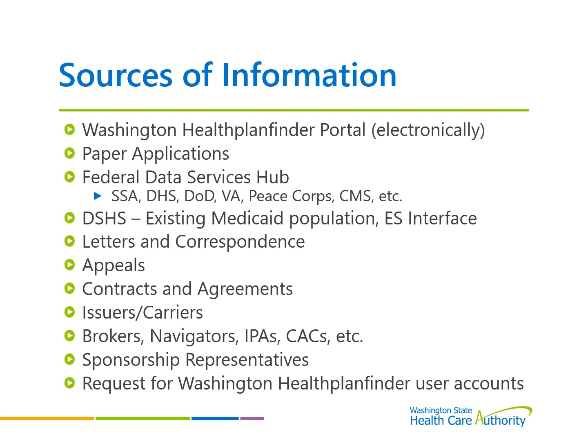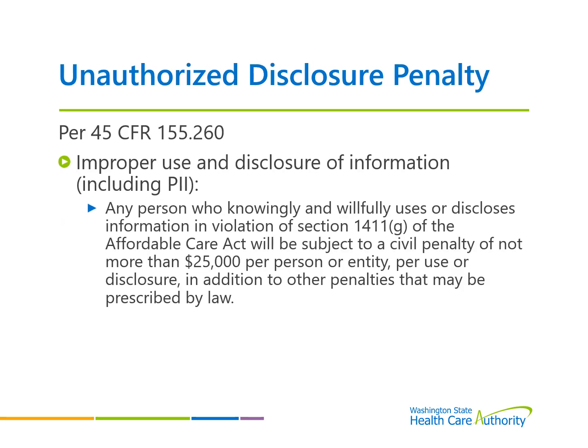Unauthorized disclosure penalty. Per 45 CFR 155.260, improper use and disclosure of information, including PII: any person who knowingly and willfully uses or discloses information in violation of Section 1411(g) of the Affordable Care Act will be subject to a civil penalty of not more than $25,000 per person or entity per use or disclosure, in addition to other penalties that may be prescribed by law.